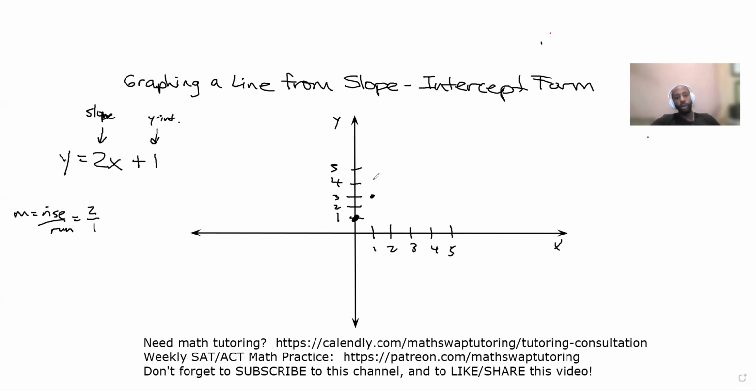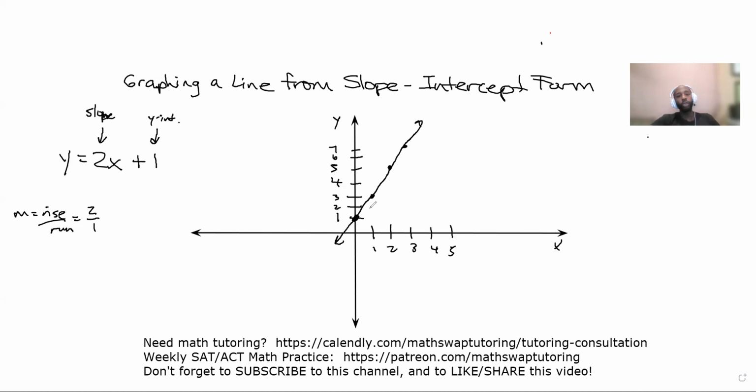Okay. So if we go up 2, we go over 1. If we go up 2, we go over 1. Okay, so you see what I mean? And we can construct a line. Ooh, that is very sloppy. We can construct a line from that.